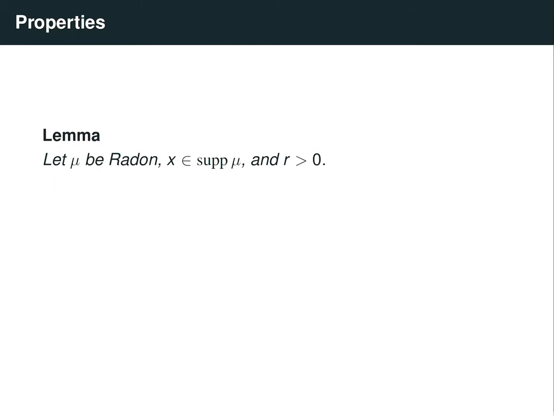Now we go over some basic properties of alpha numbers. We'll leave the details of these to the reader. So let mu be some Radon measure, let x be a point in its support, and r some positive radius. First of all, the alpha numbers are always finite. In fact, the alpha number of mu inside the ball centered x of radius r is at most the measure of this ball divided by r to the m.